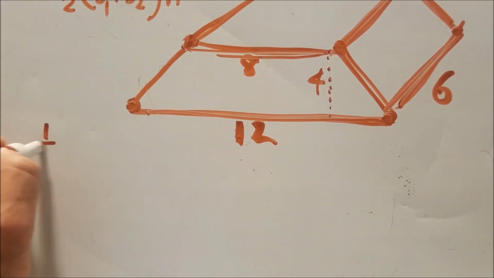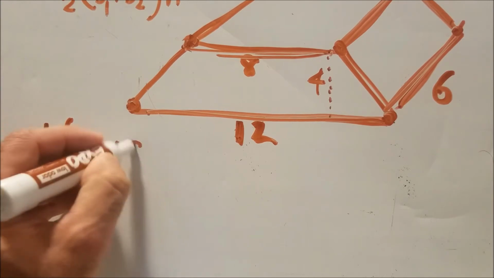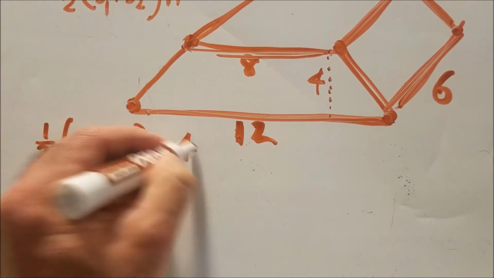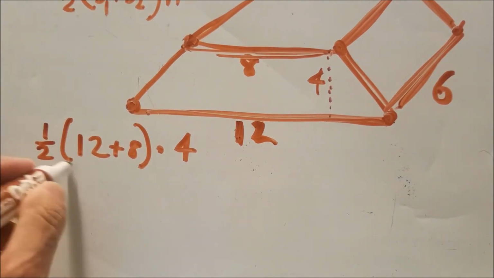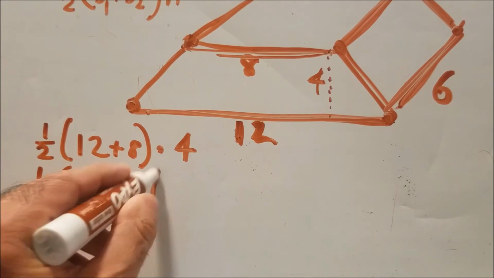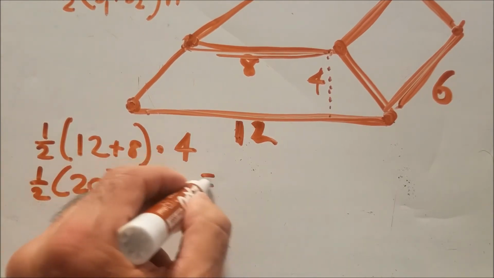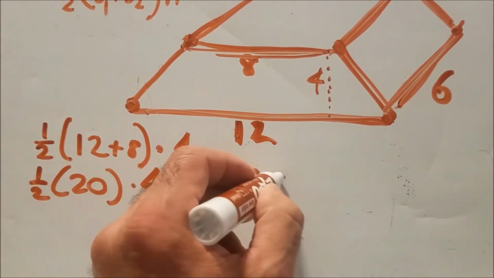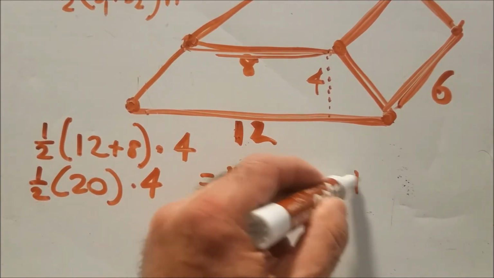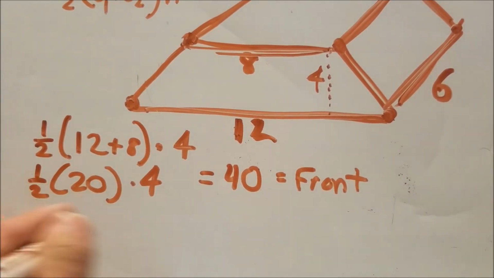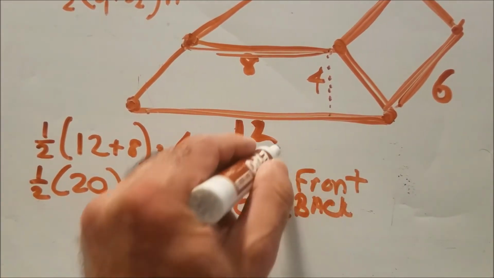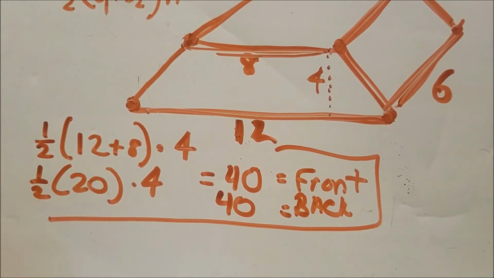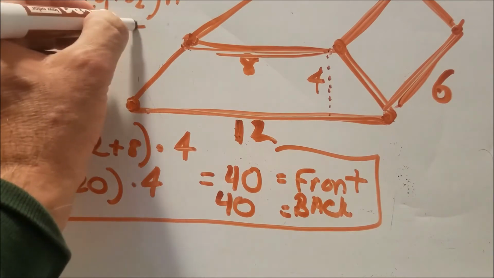So it's going to be half of 12 plus 8 times the height of 4. That gives us half of 20 times 4. Half of 20 is 10, and 10 times 4 is 40. So we have 40 for the front. Now if the front is 40, the back is 40. So far we have 80. I'll put it here for now, with a 2F for 2 faces.